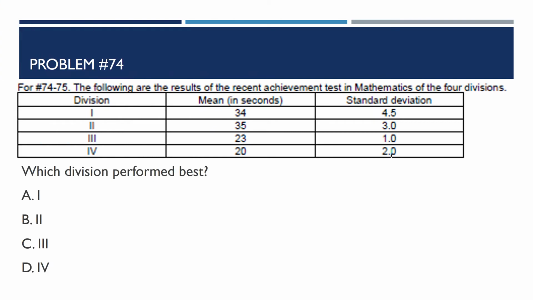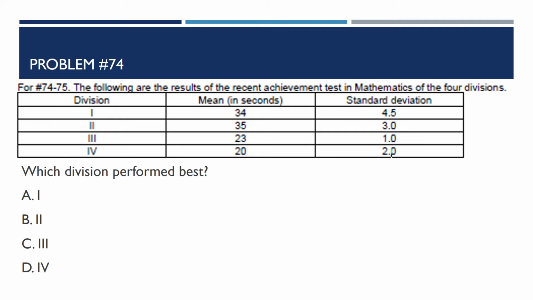Number 74. We have a given table. This is for both 74 and 75. The following are the results of the recent achievement test in mathematics of the 4 divisions. We have division 1 with a mean score, ignore the "in seconds", I think this is not time but score, of 34 and standard deviation of 4.5. Division 2 has a mean score of 35 and standard deviation of 3. Division 3 has a mean score of 23 and standard deviation of 1. And division 4 has a mean score of 20 and standard deviation of 2.